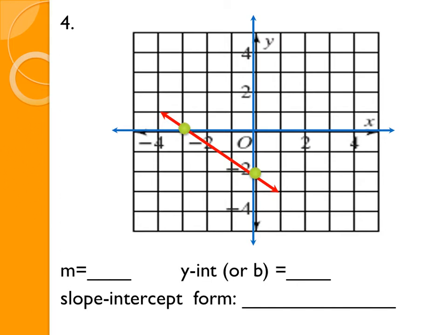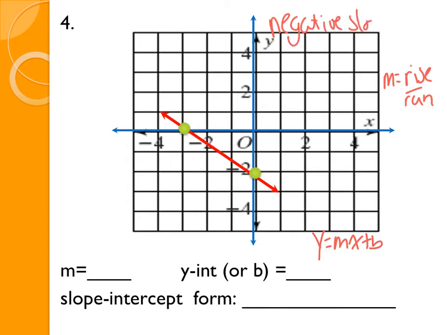Number 4. Write my equation. Y equals mx plus b. M equals rise over run. And according to my graph, my slope is going to be negative. I have a negative slope. So I'm going to look at my line. I see that it crosses the y-axis at -2.